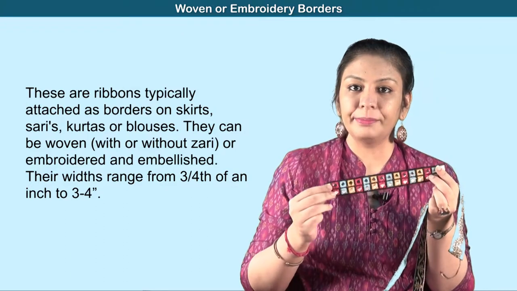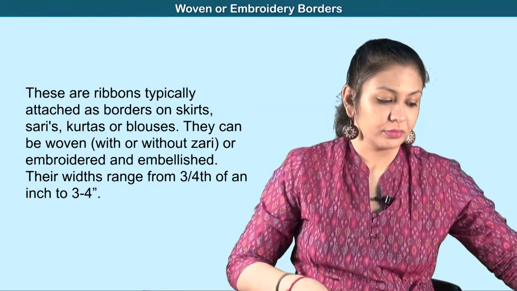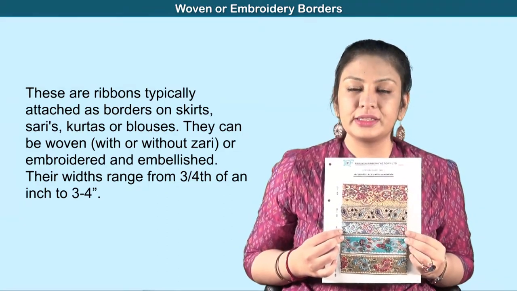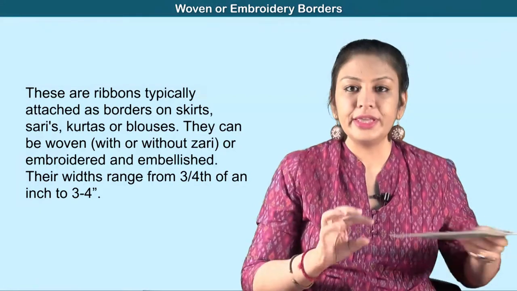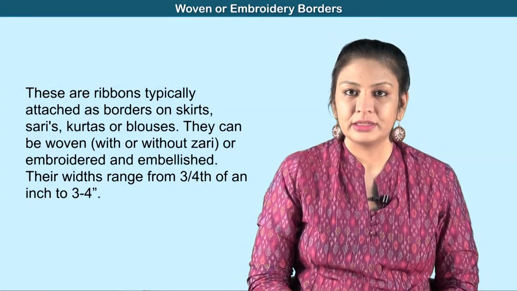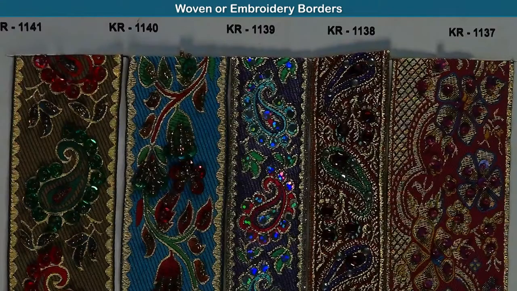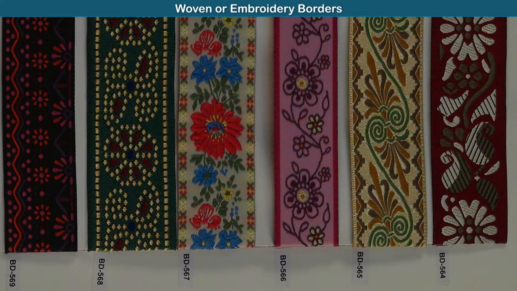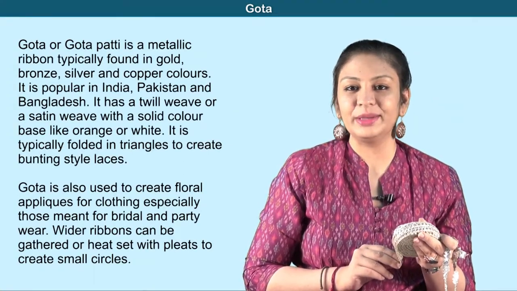This tape is another example of machine embroidery, created to resemble mirror work or kutch work. You can also see woven borders such as this being embellished or ornamented by hand with beads and sequins. These borders are available in a variety of sizes, ranging from 3/4 of an inch to 3 to 4 inches. Is not something that you will find in the West.